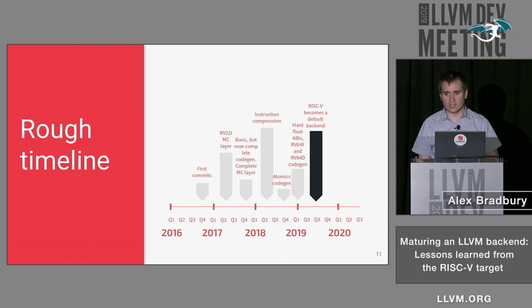2018 was when we started seeing broader contribution, getting other people on board, contributing things like support for instruction compression. There's a fairly chunky piece of work on atomics CodeGen. There's quite a lot of subtleties there. And then around the beginning of this year was when we started knocking off most of the challenges for 64-bit Linux support, where most people want to compile with hard float ABIs, with PIC and TLS and those sorts of things. And then, of course, more recently, RISC-V becoming a default backend.